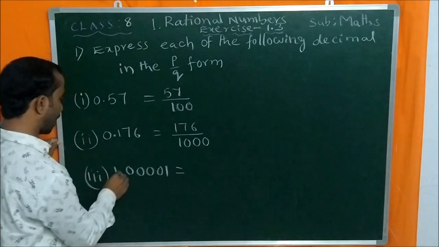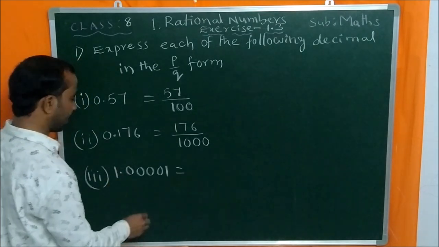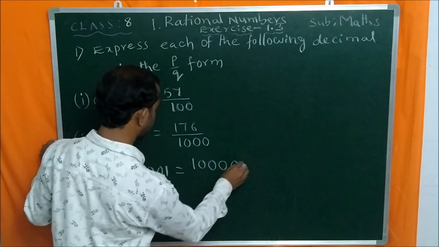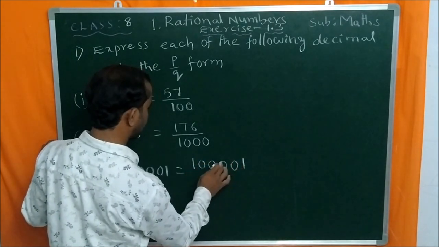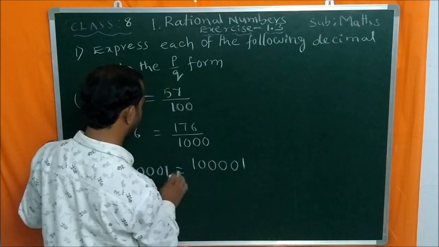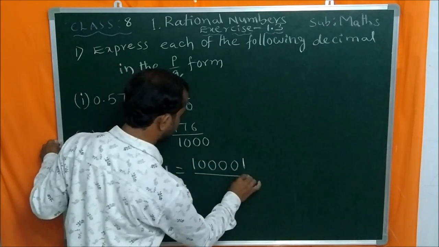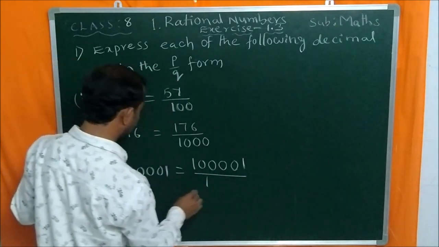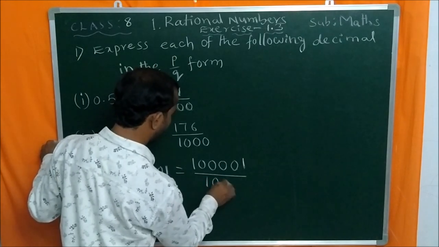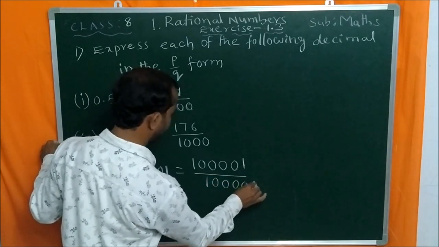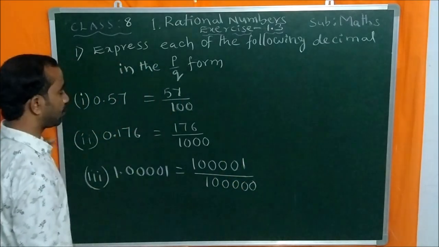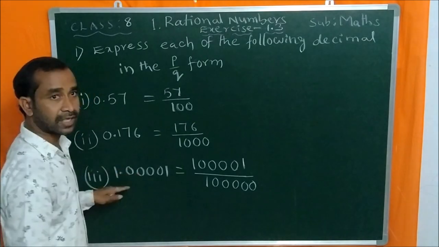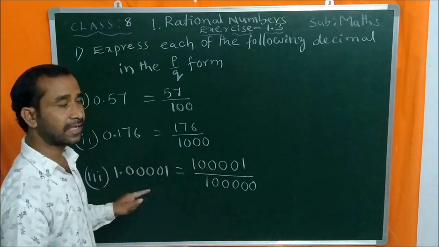Next, here after the point we have five digits. So 1, 10, 100, 1000, 10,000, 1 lakh. So 1 divided by 1 lakh, since after the point we have five digits: 1, 2, 3, 4, 5. This is the p by q form of the given decimal forms. Okay, this is the first part.